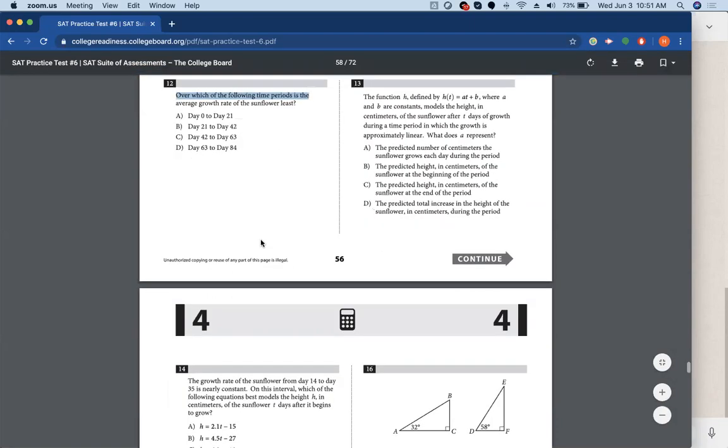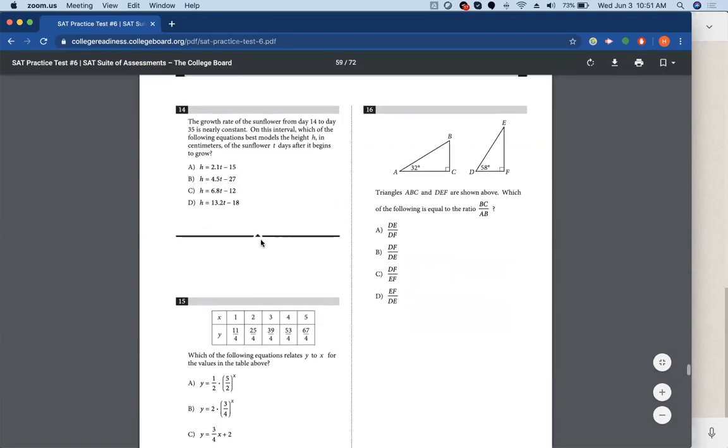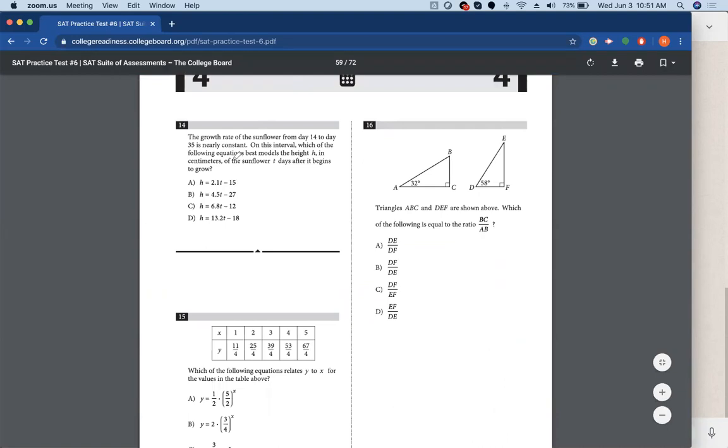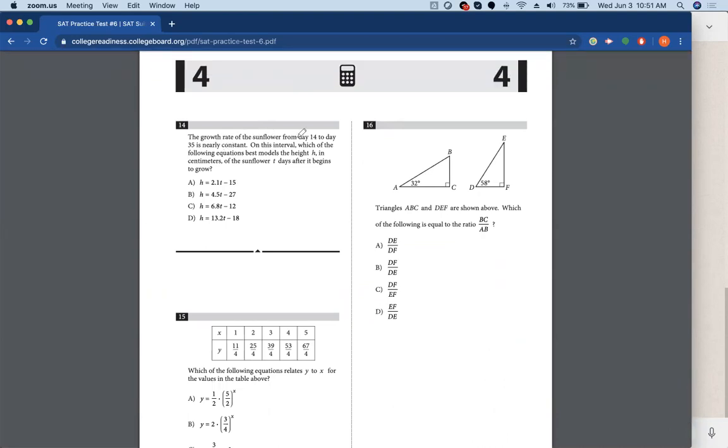Okay. The growth rate of the sunflower from day 14 to day 35 is nearly constant. On the interval, which of the following models the height H in centimeters of the flower t days after the, okay.